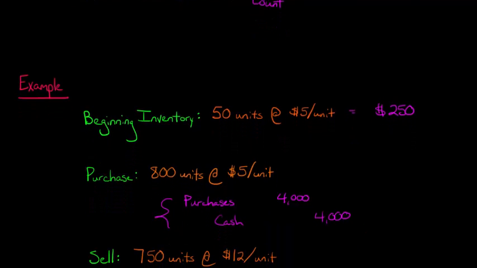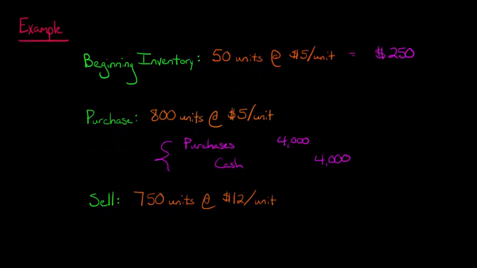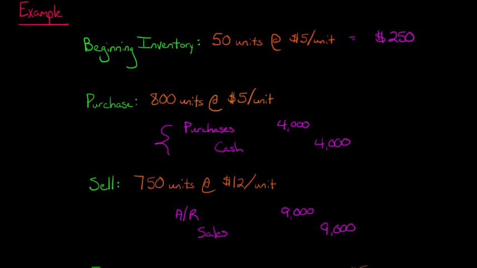Now we make a sale. We sell 750 units of inventory at $12 a unit. Similar to the perpetual method, we debit accounts receivable and credit sales to record this sale. It's 750 times $12 a unit, that's $9,000. So we'll be debiting accounts receivable for $9,000 and crediting sales for $9,000. But notice that with perpetual, we also made a corresponding entry where we debited cost of goods sold and credited inventory. Here, with periodic, we do not have that entry. So we're done when we make the sale using the periodic method.